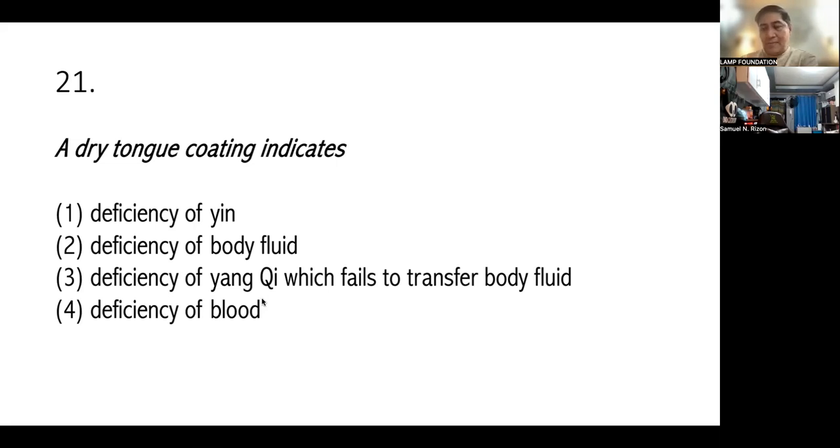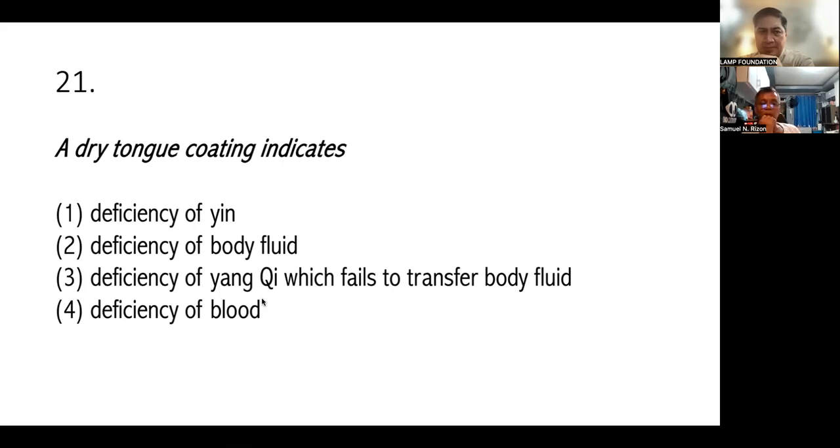Okay, Doc. Number 21. A dry tongue coating indicates: 1, deficiency of yin; 2, deficiency of body fluid; 3, deficiency of yang qi, which fails to transfer fluid; 4, deficiency of blood. My answer, Doc, is letter A, the 1, 2, 3, except the deficiency of blood. For number 21, okay, huwag kayong ma-confuse dito ha. This is coating, not the tongue body ha.